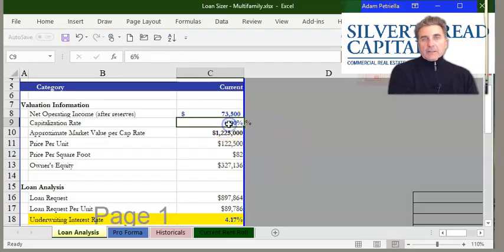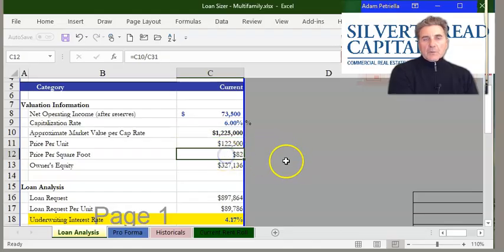So let's just say in this area that we're looking at, cap rates are 6%. The approximate value of the property, the way a cap rate is used, you take 73,500, you divide it by 6%, and you get an approximate market value of $1,225,000. It's 10 units, so it's 122,000 a unit.